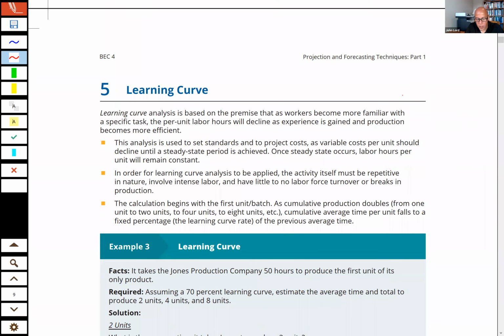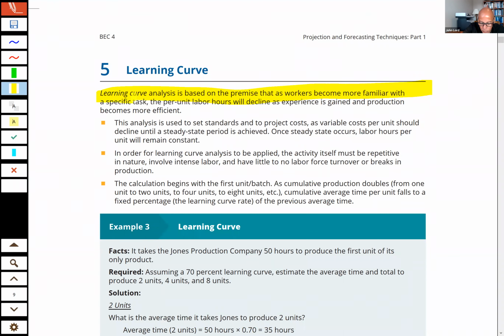Now, the learning curve is based on the premise that as workers become more familiar with a specific task, the amount of time it takes them to produce, say, a unit of product should decrease. The analysis is used to set standards and project costs, as variable cost per unit should decline until a steady state is achieved. Once steady state occurs, labor per unit will remain fairly constant, I guess. The only constant in life is change.